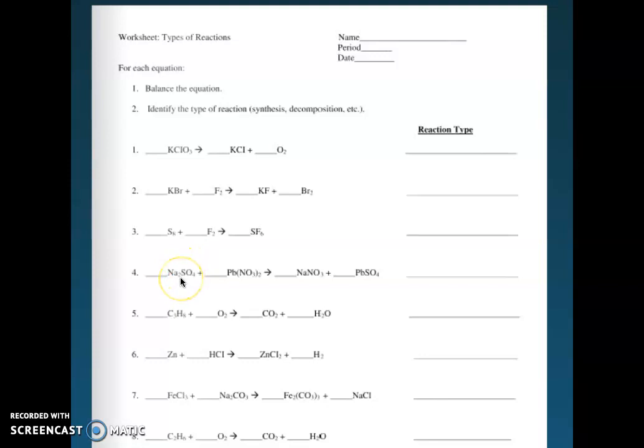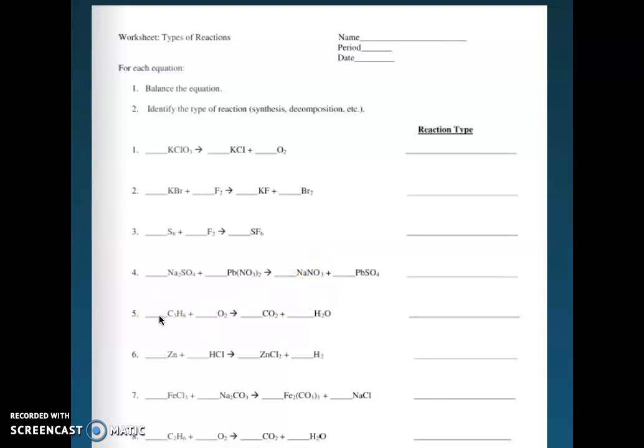Question number 4. We start with sodium sulfate and lead 2 nitrate. These are both compounds. What type of reaction involves 2 compounds to start with? If you're thinking about the correct one, you should be looking at double replacement, the very bottom one. We start with 2 compounds, and we end with 2 compounds also.